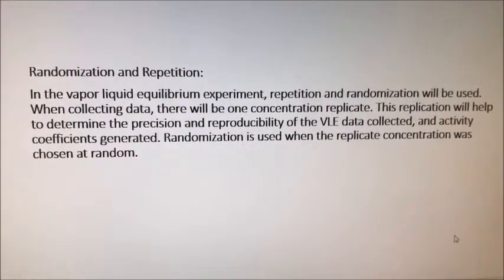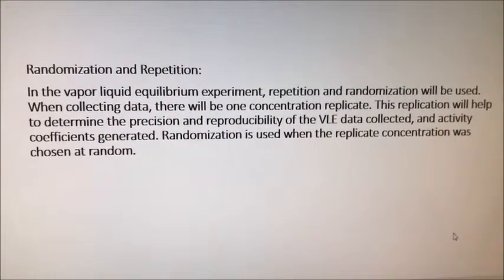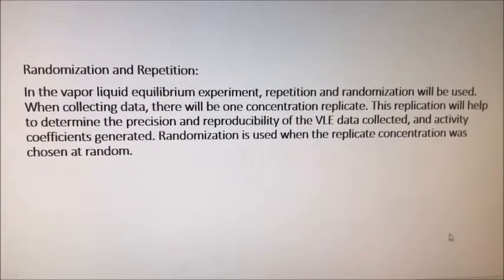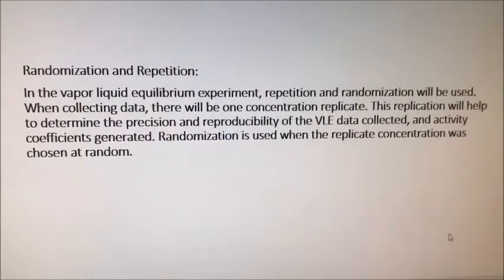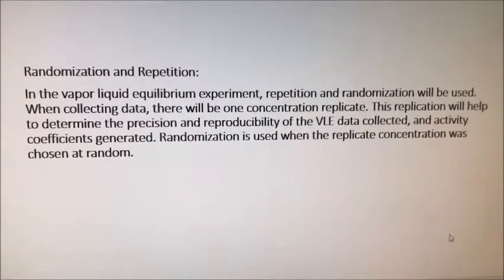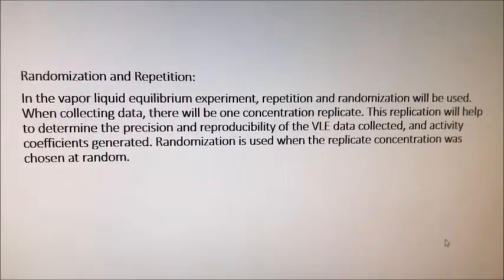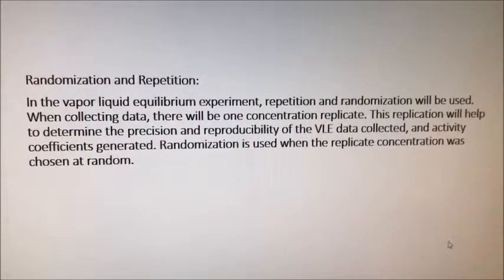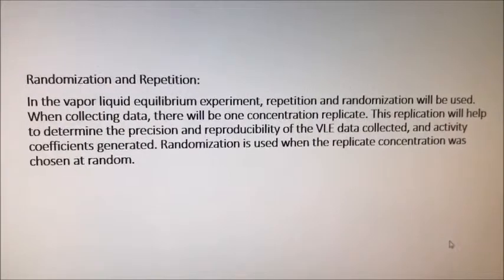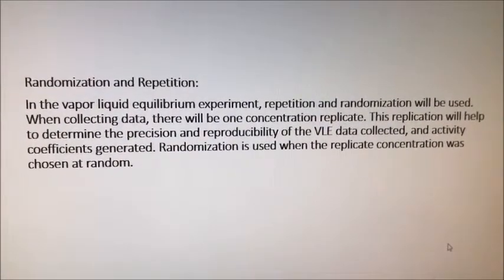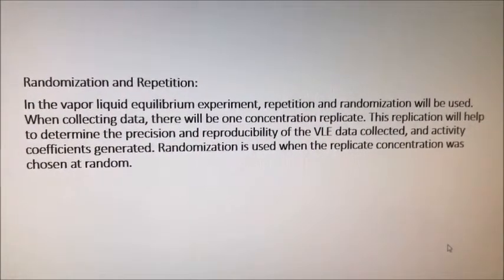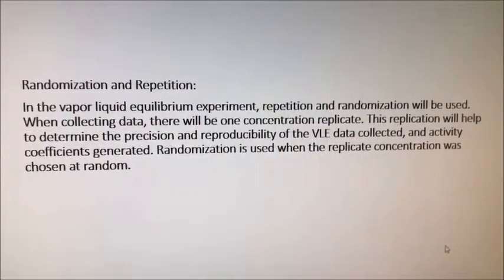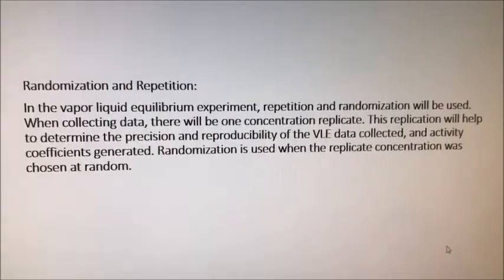In the vapor-liquid equilibrium experiment, replication and randomization will be used. When collecting data, there will be one concentration replicate. This replication will help to determine the precision and the reproducibility of the VLE data collected and the activity coefficients generated. Randomization is used when the replicate concentration is chosen at random.